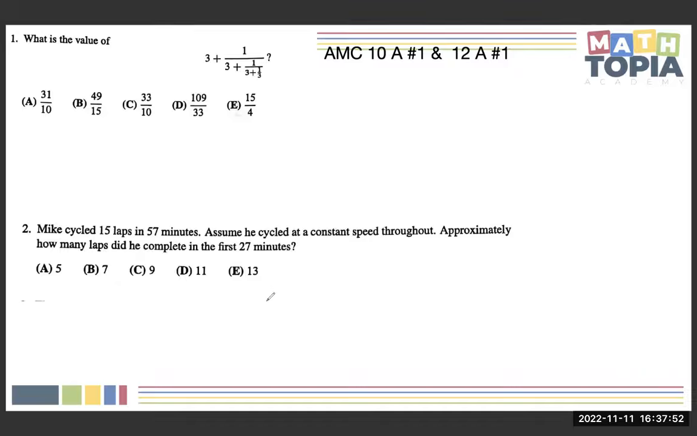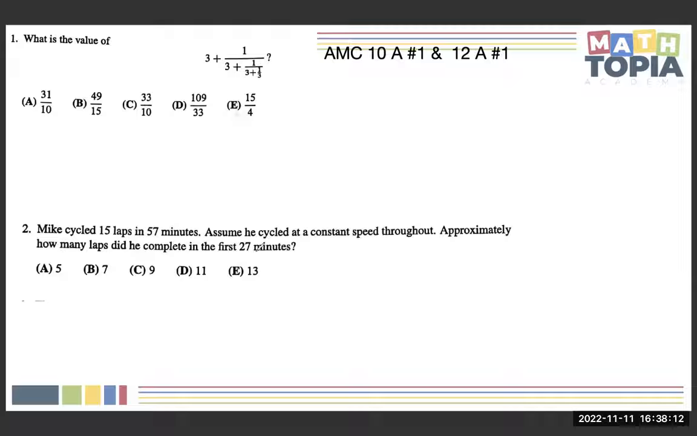All right. Now this is problem 2 of the AMC 10A. Mike cycled 15 laps in 57 minutes. Assuming he cycled at a constant speed throughout, approximately how many laps did he complete in the first 27 minutes?